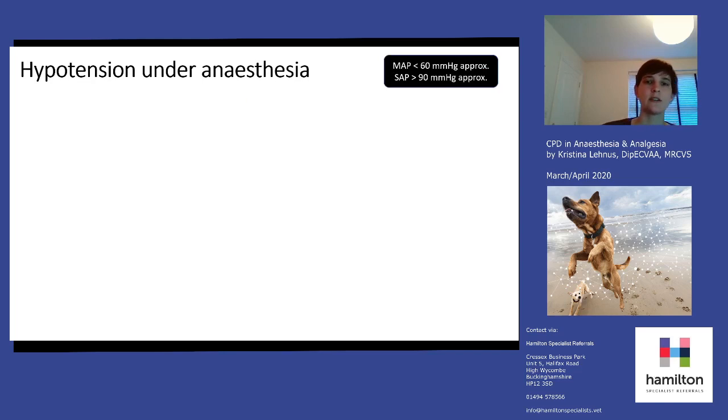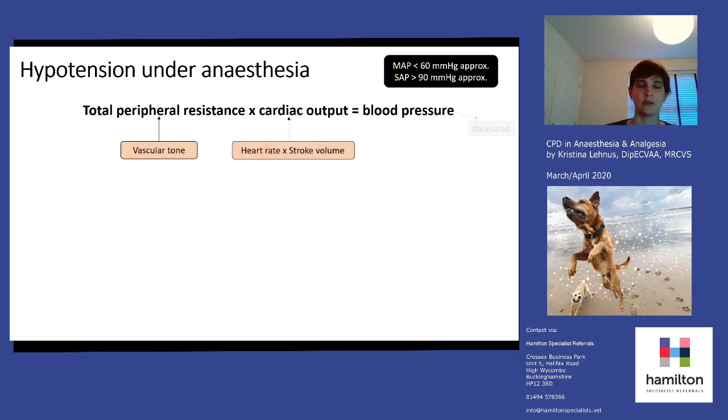So hypotension under anesthesia, the top right corner should actually read a systolic pressure of less than 90, not greater than 90. You've got, again, your total peripheral resistance and cardiac output multiplied together to give you the blood pressure. We can measure the blood pressure, but we can estimate the stroke volume and measure the heart rate. Your vascular tone now will be reduced if we're going to have a reduced blood pressure. So those are agents like acepromazine and inhalational agents, propofol, etc.